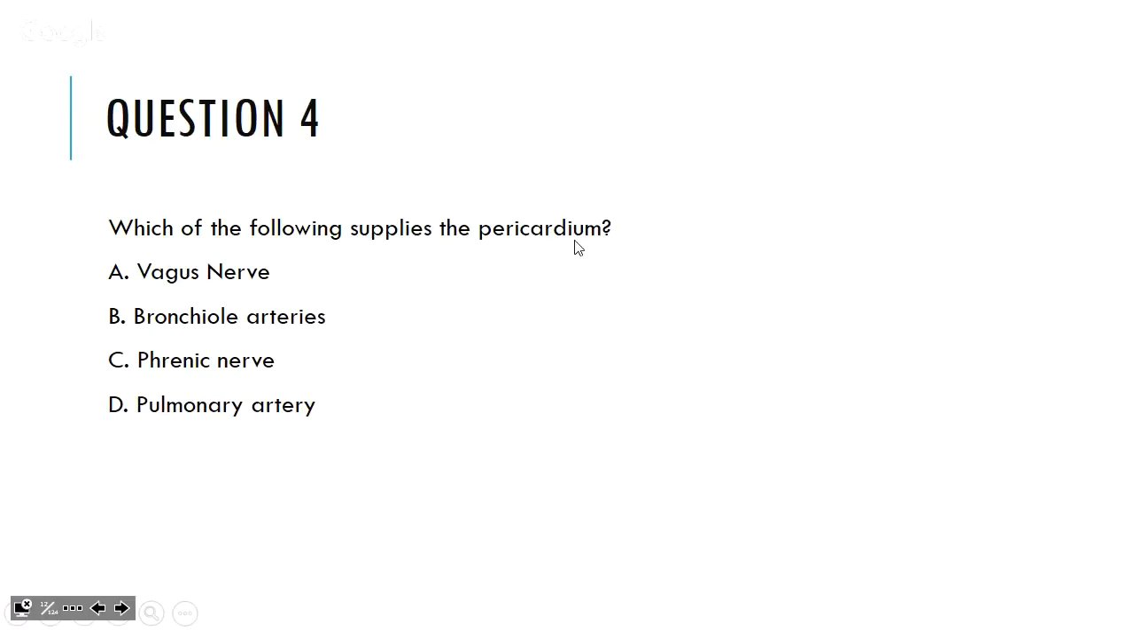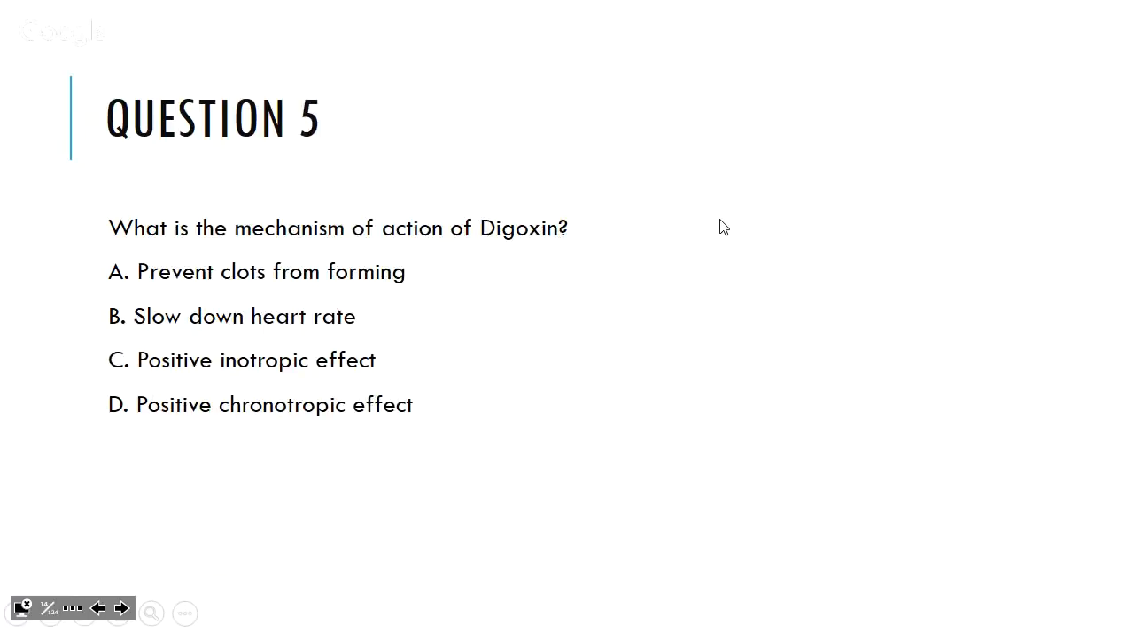And do you want to pick someone to answer the next question? Yeah, so which of the following supplies the pericardium? C, yeah, phrenic nerve. So it supplies the somatic sensation, so that's when you get pain. Do you want to pick someone to answer the next question?